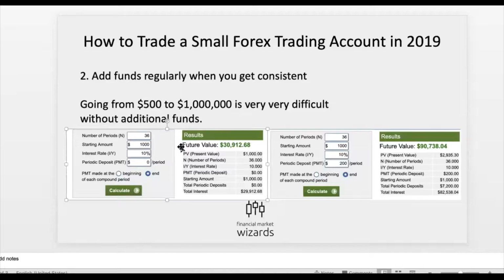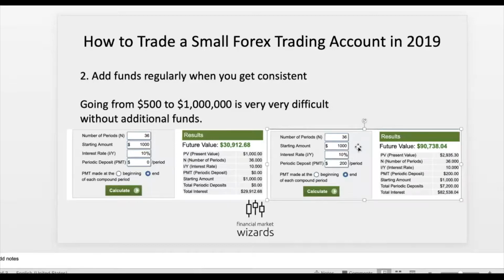Contrast this to what is seen on the right. You can see that everything is the same except that in this case, you are putting in $200 per period, which means you are adding funds regularly. So what happens? Look at the end results, left and right. If you are investing $200 every period, you're looking at almost 3 times the return compared to this. So that's why it's very important to keep adding funds regularly.